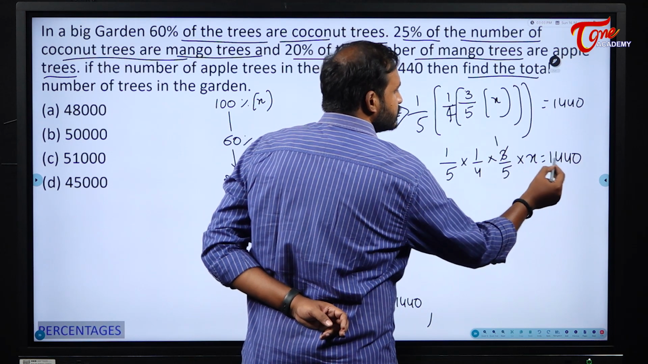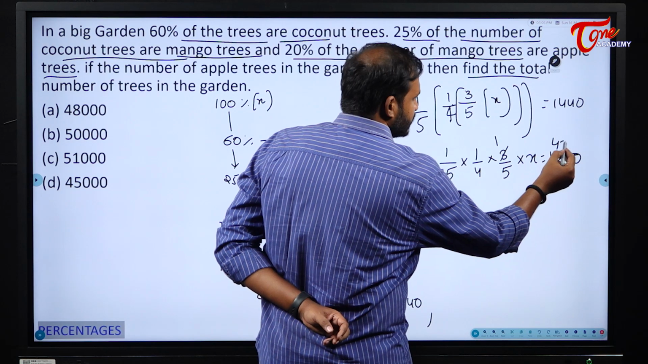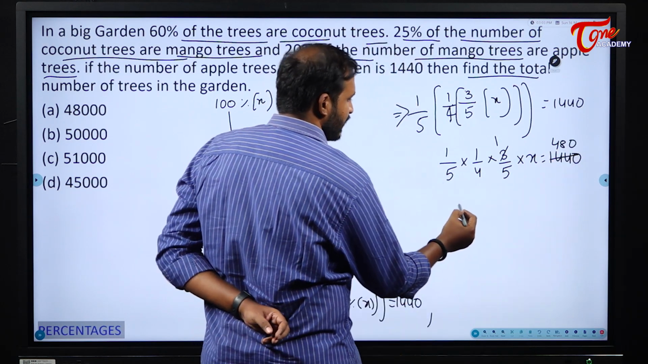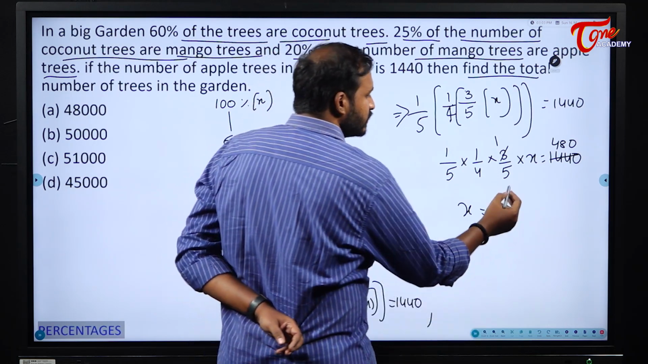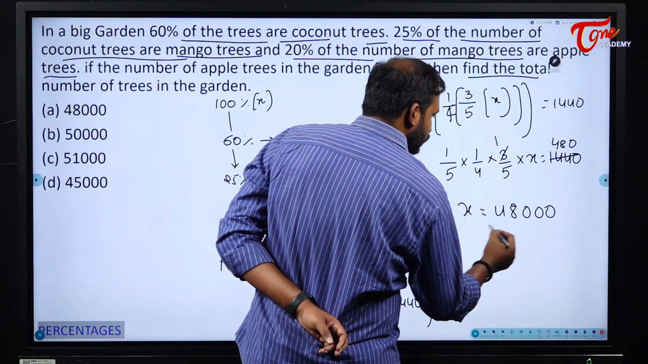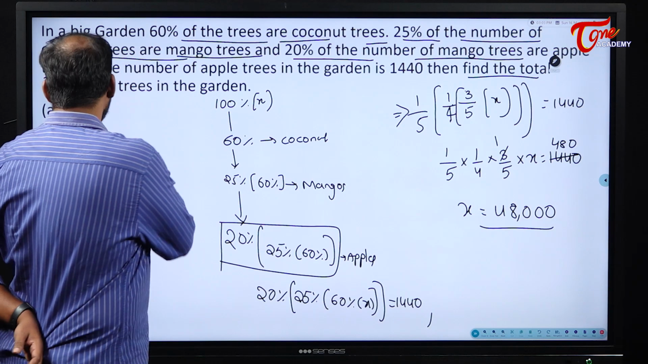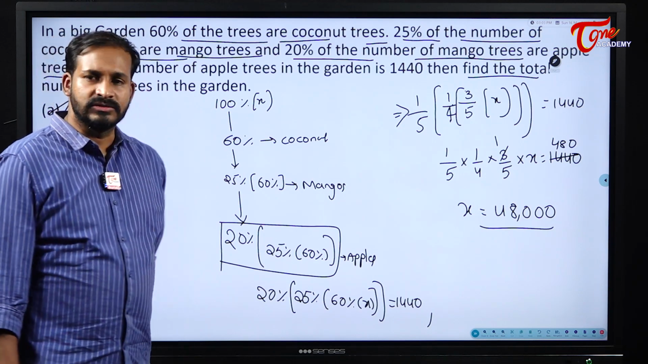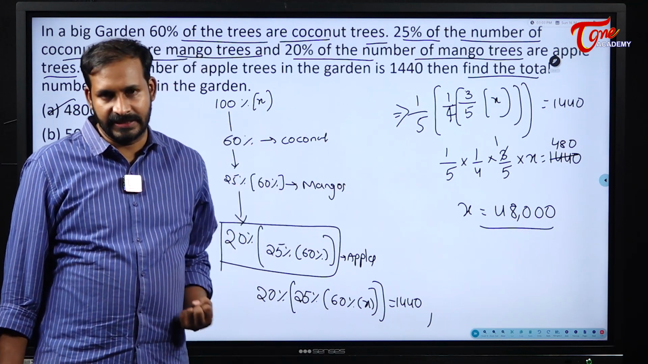3 ones, 3 fours are 12, then 8 and zeros. Next, the x value will become how much? 5 fives are 25, 25 fours are 100. So 100 into 480, 48,000. So the total number of trees in that garden is 48,000.